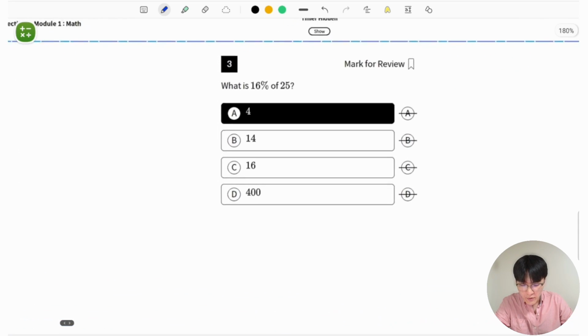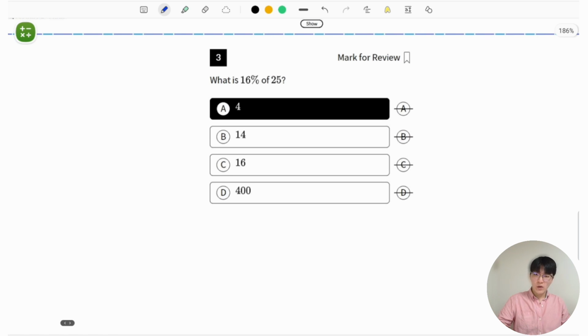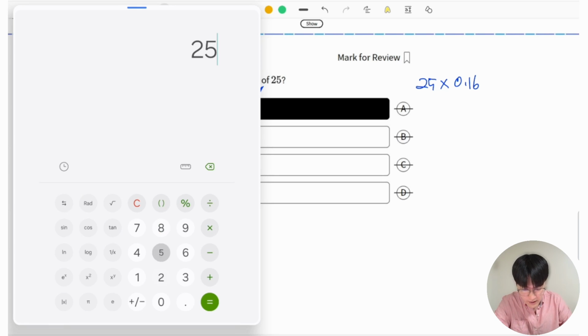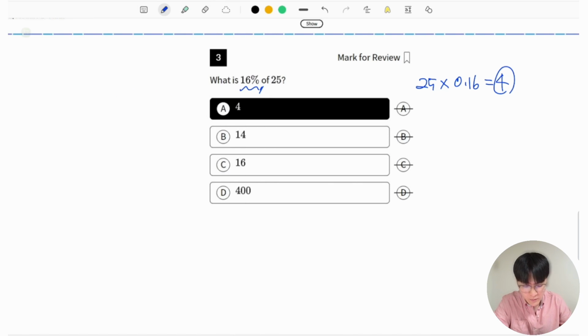All right, question number 3. What is 16% of 25? This is a pretty simple question. All we need to do is multiply 25 by its corresponding percentage in number format, which is 16 divided by 100, which is 0.16. And so if we plug that into our calculator, we get that the answer is equal to 4. And therefore, question number 3, the answer is A.